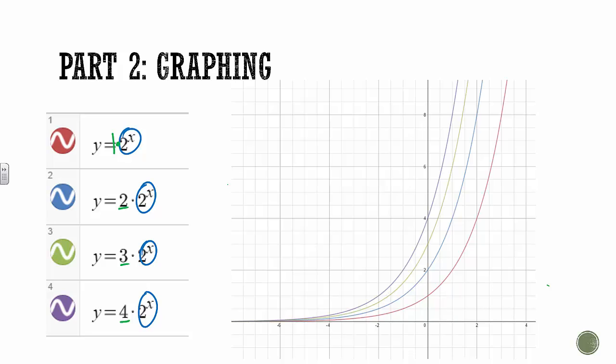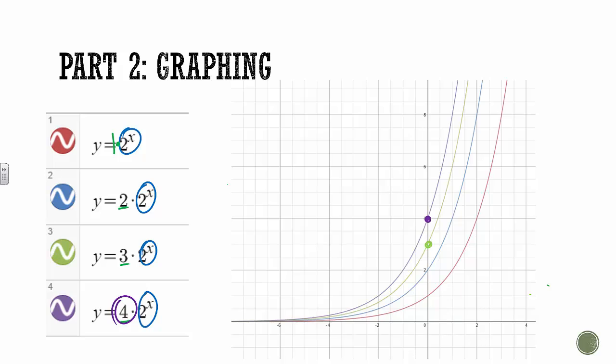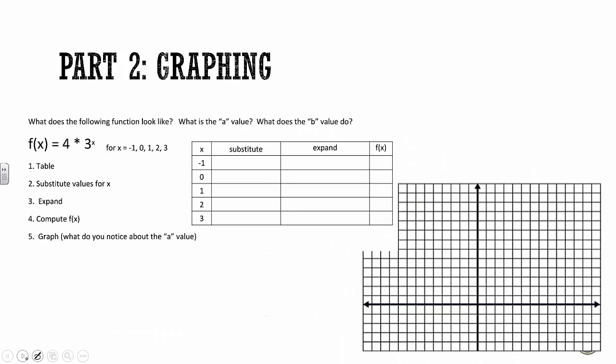So the purple one comes up and crosses here at 4. That's where that comes from. The green one comes up and crosses right there at 3. We can see the blue one crossing at 2. And then finally the red one crossed where all of the other ones we've looked at today have crossed, at the 1.